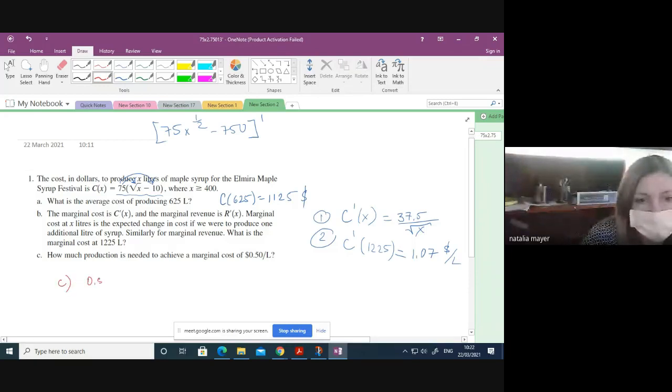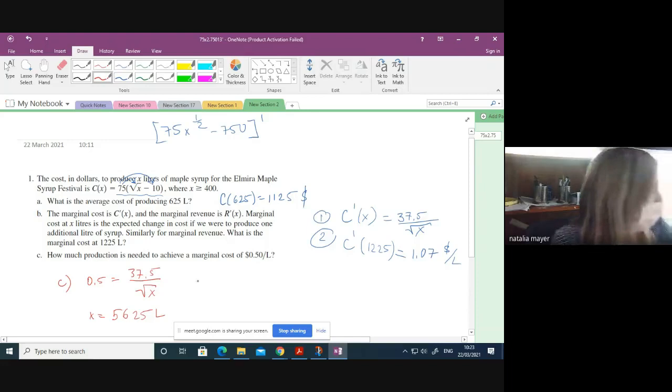So in question C, 0.5 is equal to 37.5 over square root x. You found already the value, right? Yes. So it's x what? It's 5625. Does anyone need what's the unit? Liters. Very good. So guys, does anyone need explanation about how to solve this?